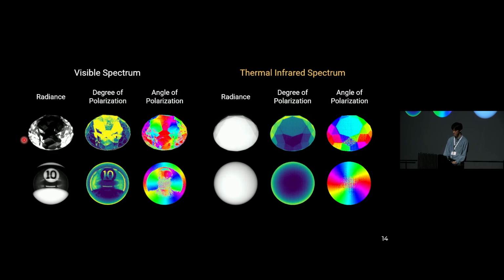In contrast, look at the thermal images. You can see a clear correspondence between the shape and polarization state. This shows the power of thermal polarization for 3D shape recovery.